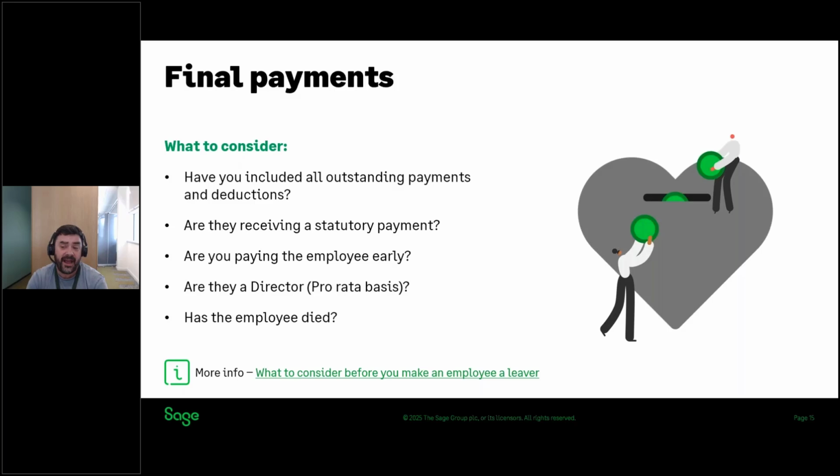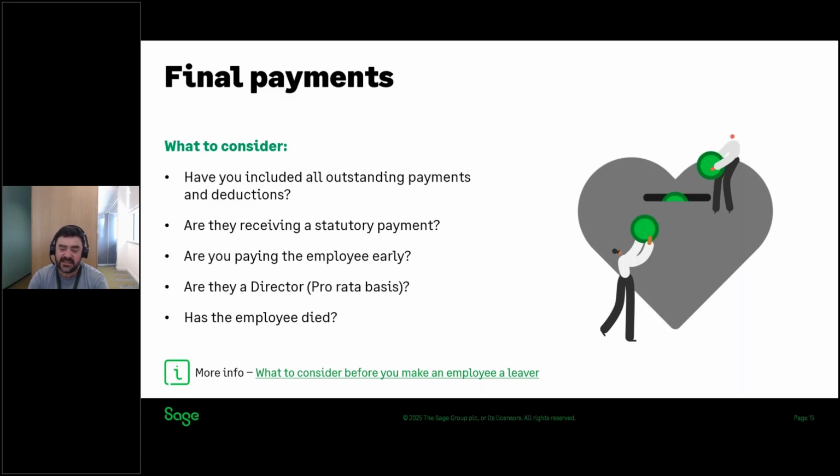A couple of other things: are you paying the employee early? If they need to be paid ahead of your usual pay date, you can process a separate pay run with just that employee selected, but remember to set your process date back to the date that they're actually going to receive that pay. And if you're dealing with a director and they're on the pro rata basis, which means that the national insurance is calculated using weekly or monthly tables, they will need to have their NI recalculated in the final pay run using annual thresholds and rates. Again, there's an option in the software that will help you do that.